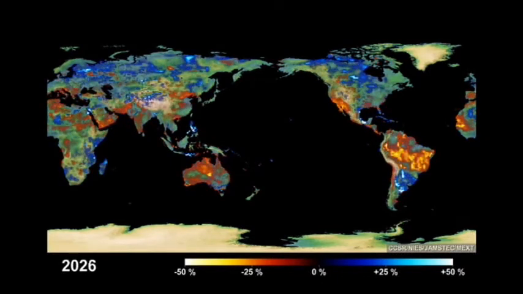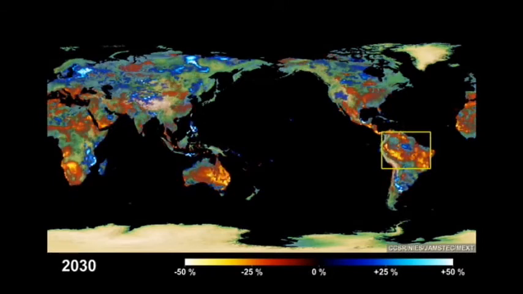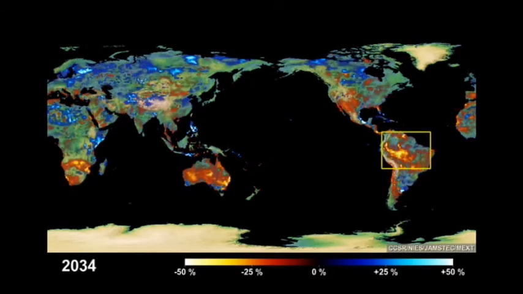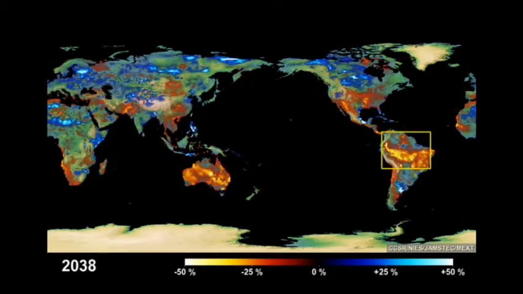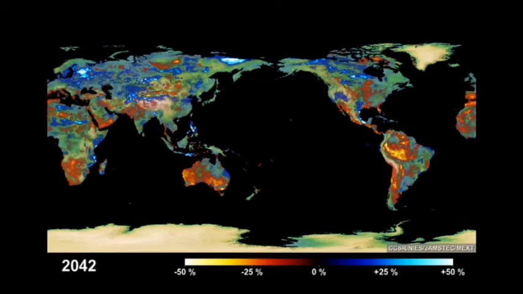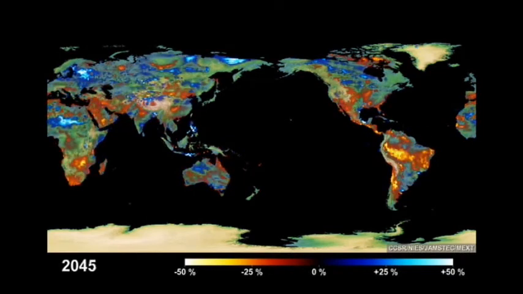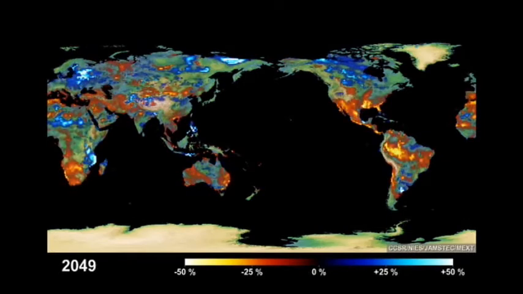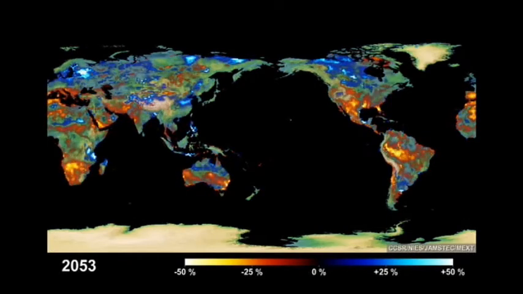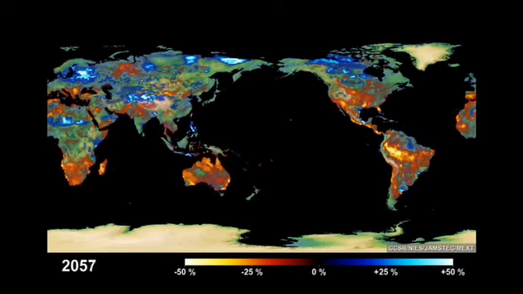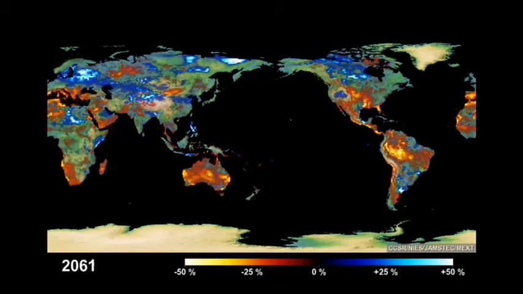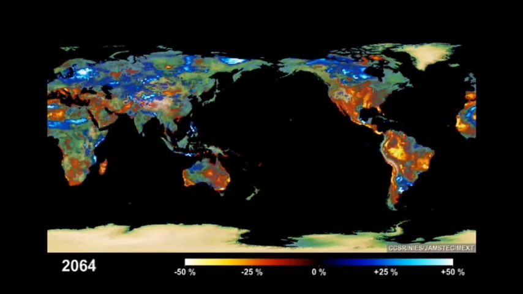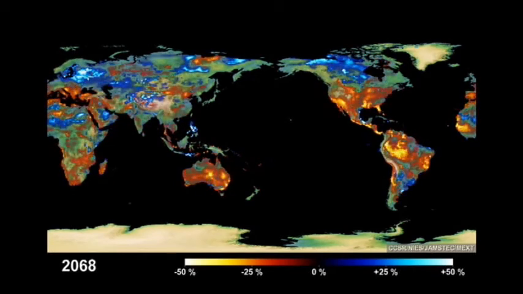For example, have a look at the drying of the Amazon. This simulation doesn't include the effect of soil dryness on plant growth, forest fires, and deforestation. Once we include these, the drying of the Amazon could be even more severe.